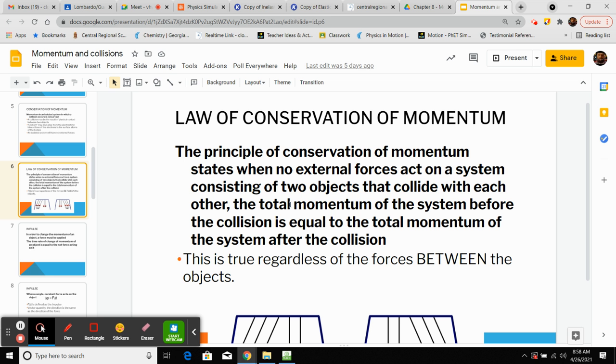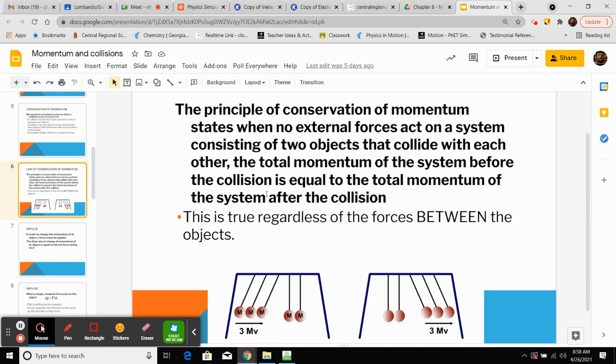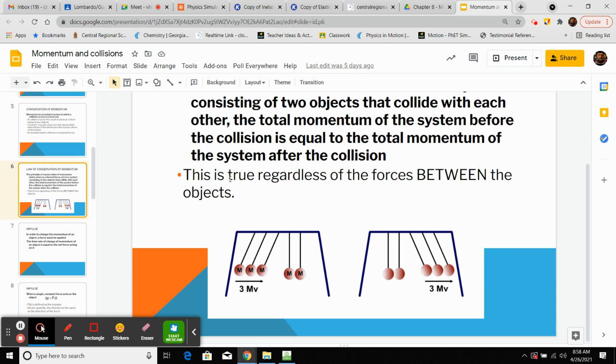So the law of conservation of momentum is this. When no outside forces are acting on the system, that is consisting of two objects that collide with each other, the total momentum before is going to equal the total momentum after the collision, regardless of who applies the larger force on the other.